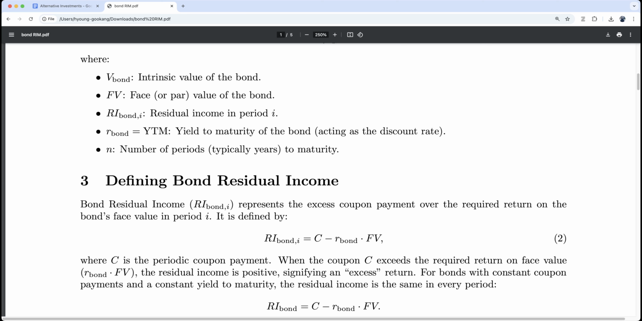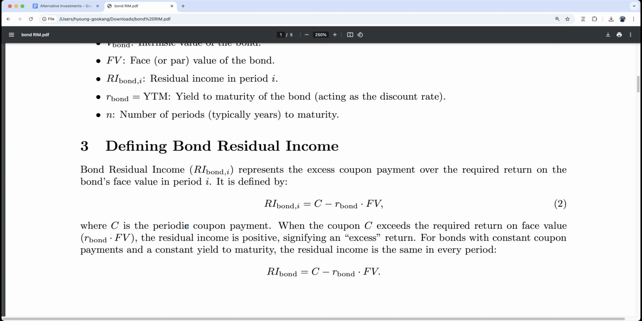Well, C is the periodic coupon payment that we know because of the contract. When the coupon C exceeds the required return on face value, which is R_bond, the opportunity cost of capital for this bond contract, times face value. Face value is the actual money we lend or invest. The residual income is positive, signifying the excess return.